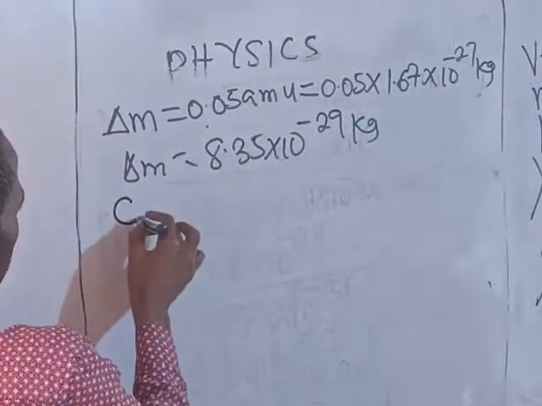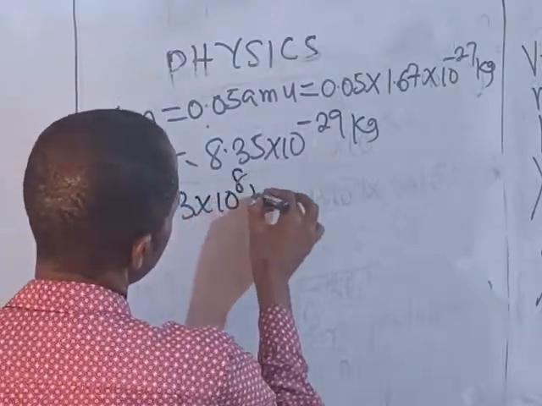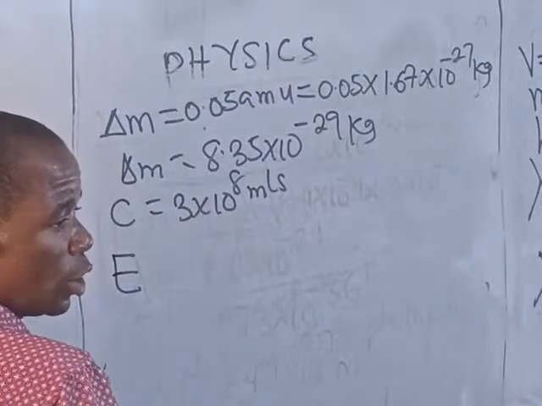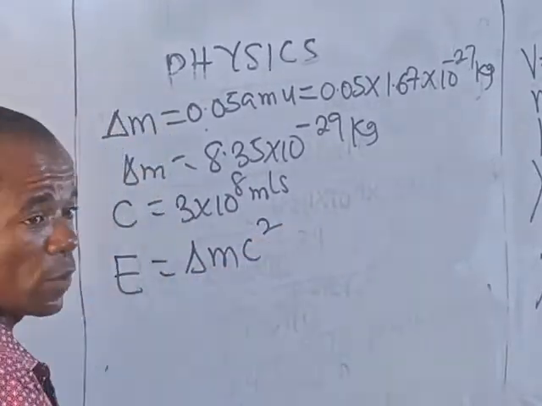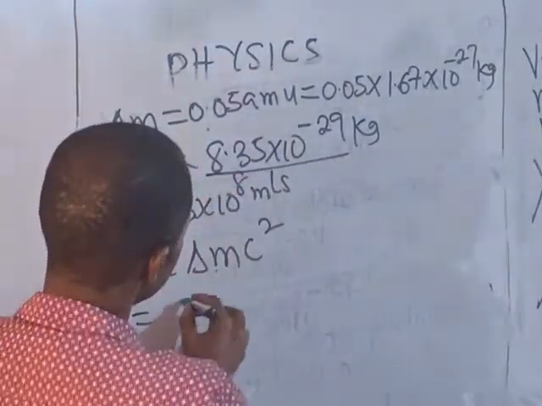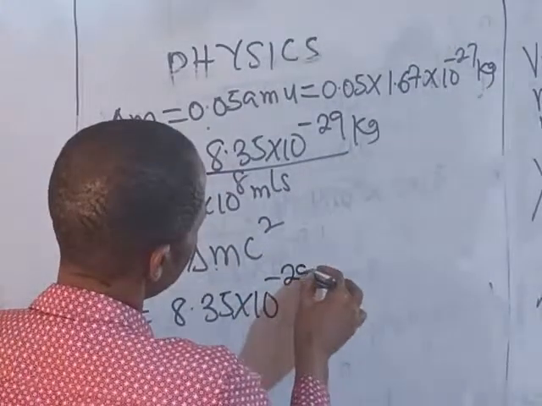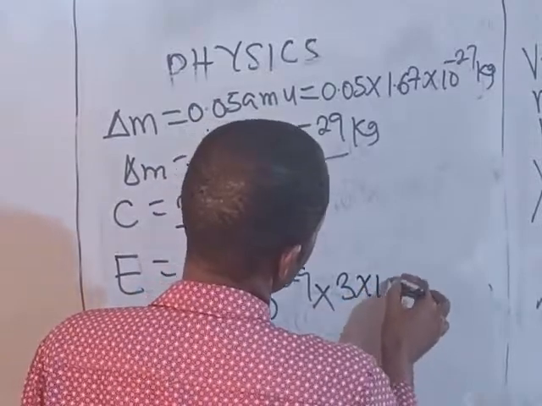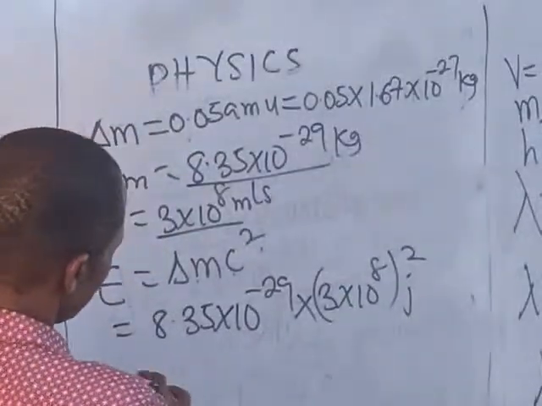We are given the speed of light now as 3 times 10 to the power 8 meters per second. And we know that the energy E is equal to what? Delta M c squared. We still remember that famous formula? And then we know our delta M now to be this one. So that's 8.35 times 10 to the power minus 29 times c squared, which is 3 times 10 to the power 8 all squared. Everything in joule.